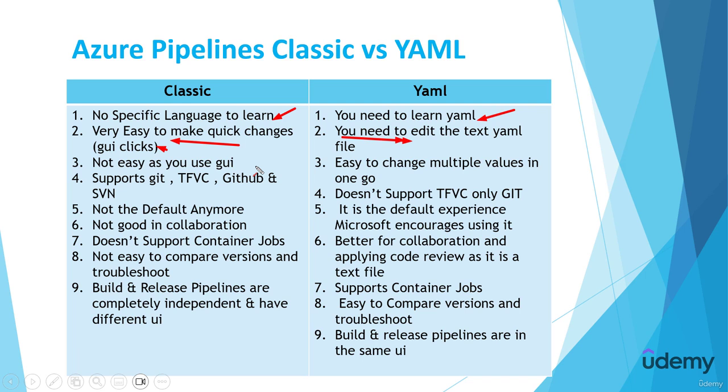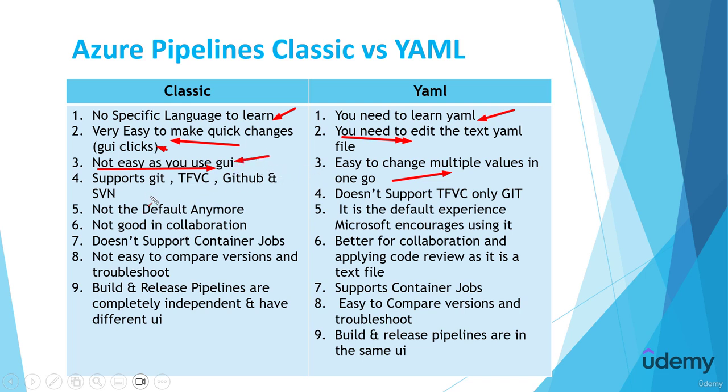The third difference: it's not easy to make multiple changes in the GUI. But in the YAML pipeline, you can replace and copy paste a lot of tasks and make an easy change for multiple values in one go. So if you want to change multiple values, make a script to generate your YAML file; it's better to use YAML. If you want to make a lot of replacements, it will not be easy in the GUI.